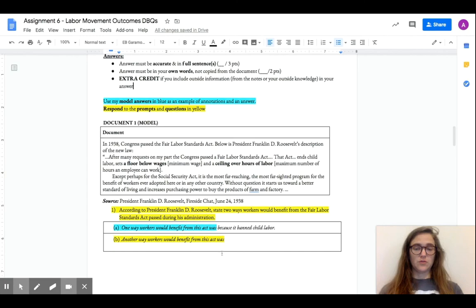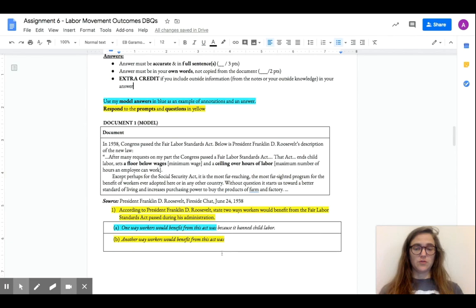After many requests on my part, the Congress passed a Fair Labor Standards Act. That act ends child labor, sets a floor below wages, or a minimum wage, and a ceiling over hours of labor, maximum number of hours an employee can work. Except perhaps for the Social Security Act, it is the most far-reaching, the most far-sighted program for the benefit of workers ever adopted here in any other country. Without question, it starts us towards a better standard of living and increases purchasing power to buy the products of farm and factory.